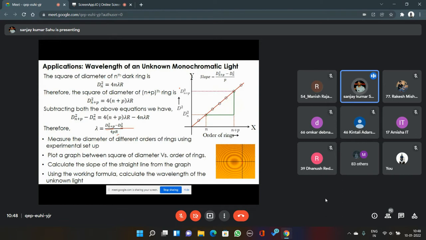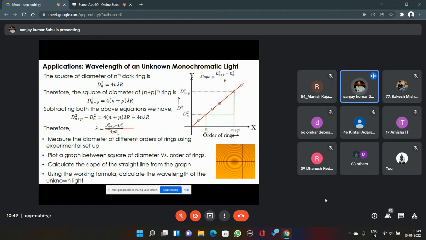Now the slope of that straight line will be equal to dn plus p square minus dn square divided by p. Because here it is n and this is n plus p, the denominator in the slope will be n plus p minus n, which gives you p, and the numerator will be dn plus p square minus dn square. Once you get the slope of this plot, divide that slope by 4r, where r is the radius of curvature of the plano-convex lens. If you do that, you will get the wavelength of that monochromatic light.